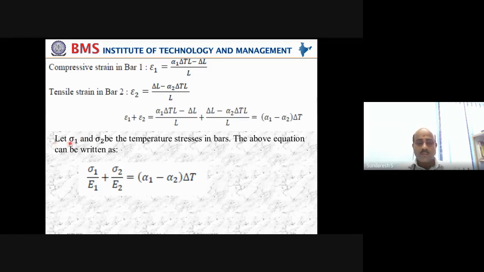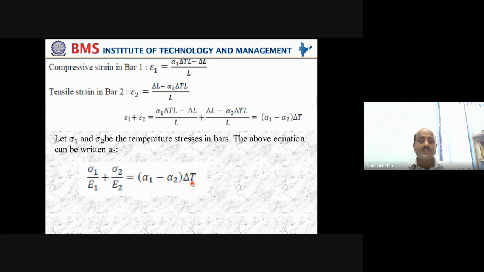Now let sigma 1 and sigma 2 be the temperature stresses in the bars. The above equation can be written using Hooke's law. We know sigma is equal to E into epsilon as per Hooke's law, so epsilon becomes sigma by E. Since it is for material 1, I give a suffix 1. So sigma 1 divided by E1 plus sigma 2 by E2 is equal to alpha 1 minus alpha 2 into delta T.